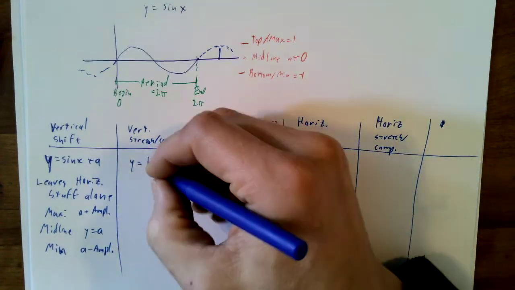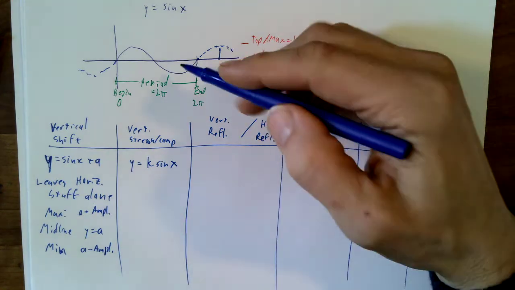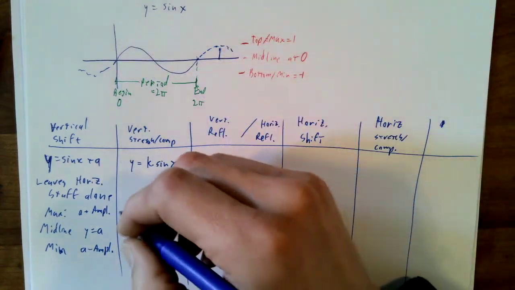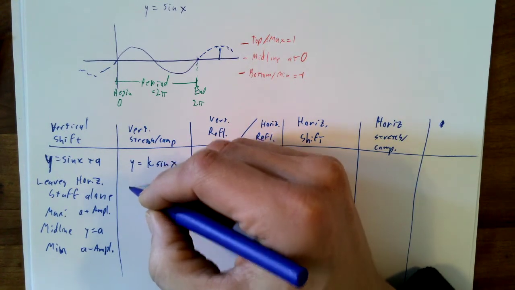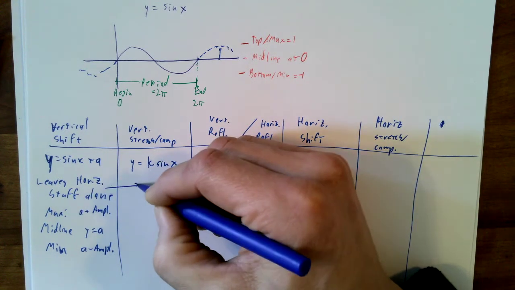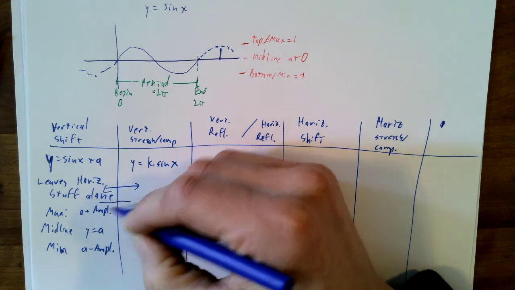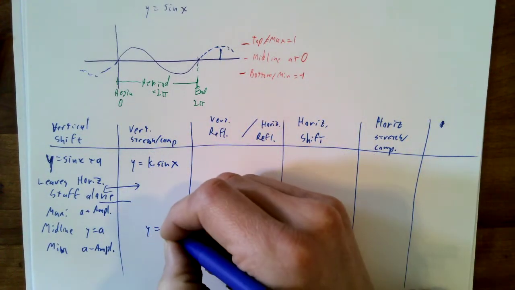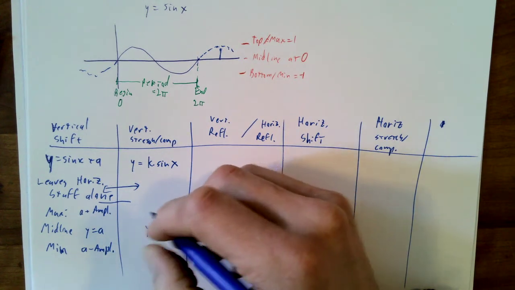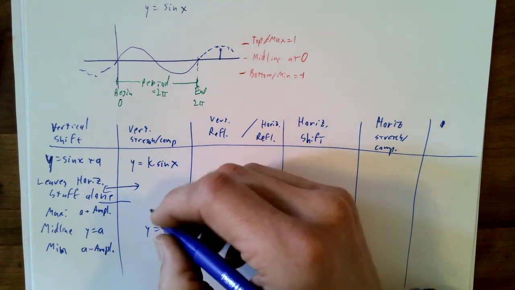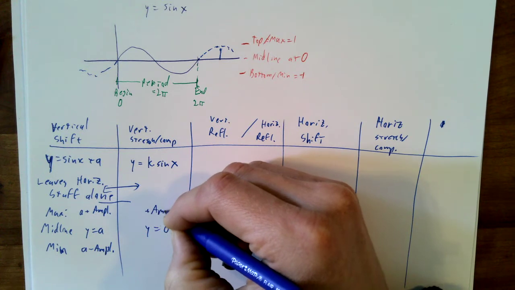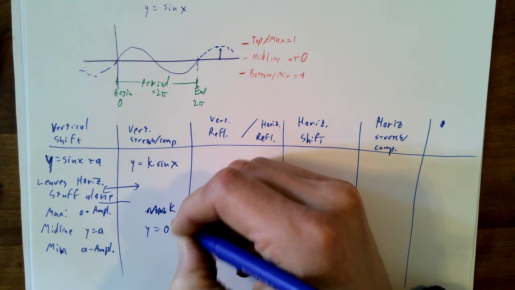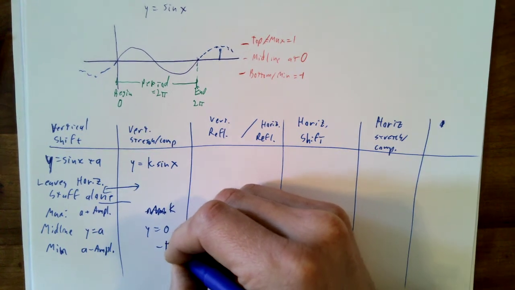You can use different numbers out there, but if there's a constant multiplied by the sine of x, that's going to affect how much up or down it goes. It leaves the midline alone. It leaves horizontal stuff alone. If you're only doing a stretch or compression, this is still going to be at y equals 0. But your max and min are going to be up at k and minus k.